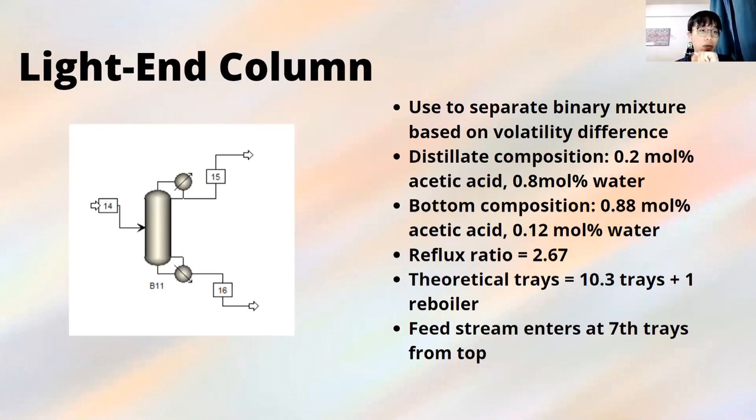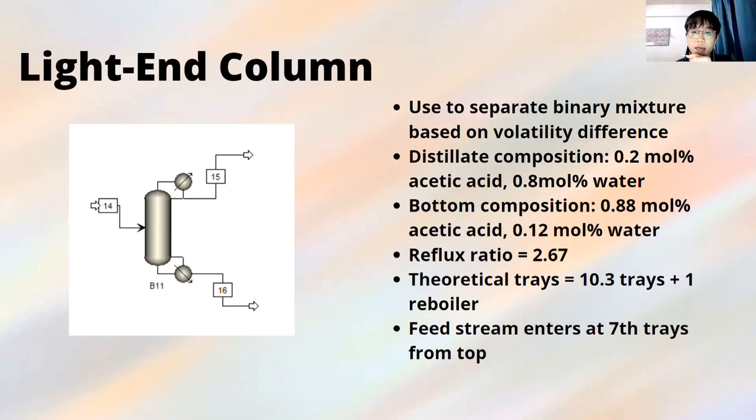Now let us look at the right-hand column. The binary mixture of acetic acid and water, with a composition of 0.665 mole percent of acetic acid and 0.335 mole percent of water, is fed into the right-hand column. It is desired to obtain a bottom product with 0.88 acetic acid and 0.12 water. However, the distillate consists of 0.2 mole percent of acetic acid and 0.8 mole percent of water. In order to achieve this separation, a reflux ratio of 2.67 is used.